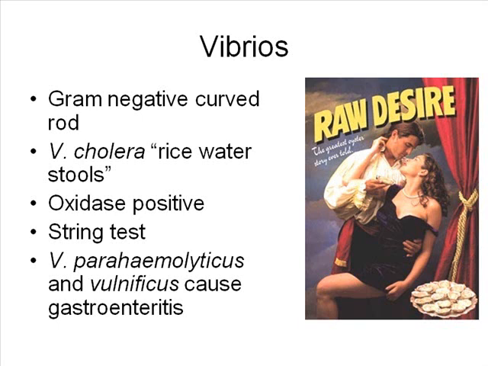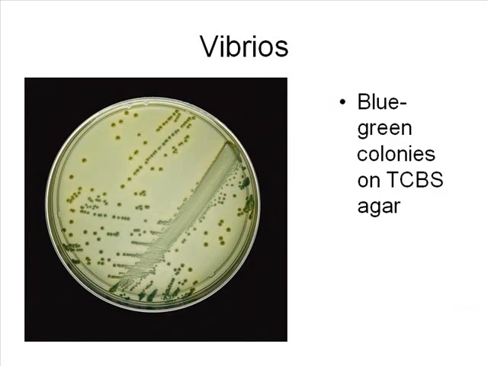Parahaemolyticus and vulnificus can cause gastroenteritis. Now, blue-green colonies on TCBS are a positive test for Vibrio cholerae. Usually not only do you see this mentioned, you might also see mentioned that it says rice water stool. So even if you didn't know TCBS, you should be able to pick cholera.